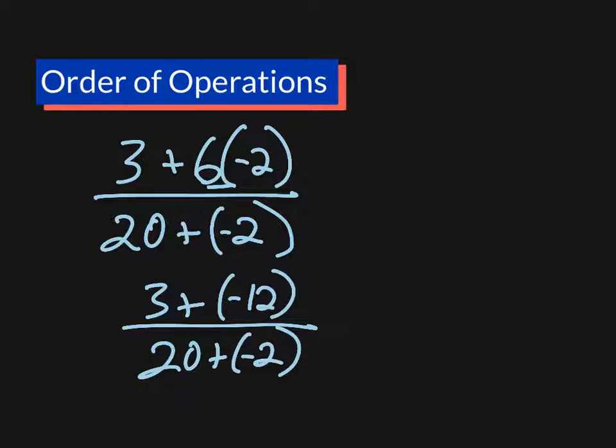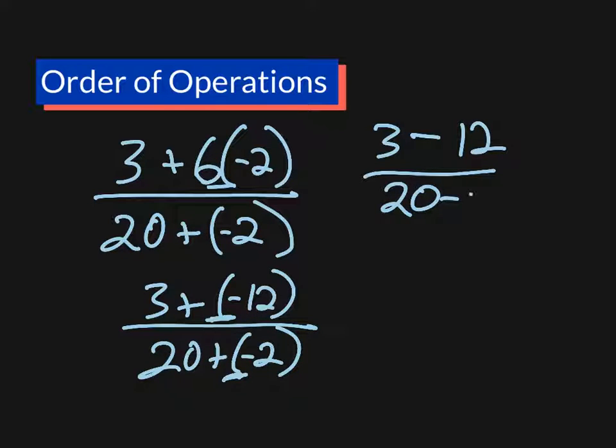So to add these, we're going to get rid of the parentheses or brackets, and we're going to simplify these signs. So it means the same as 3 minus 12, because the signs are different, over 20 minus 2. And now we can subtract. So 3 minus 12 is going to be negative 9 over 20 minus 2 is positive 18.